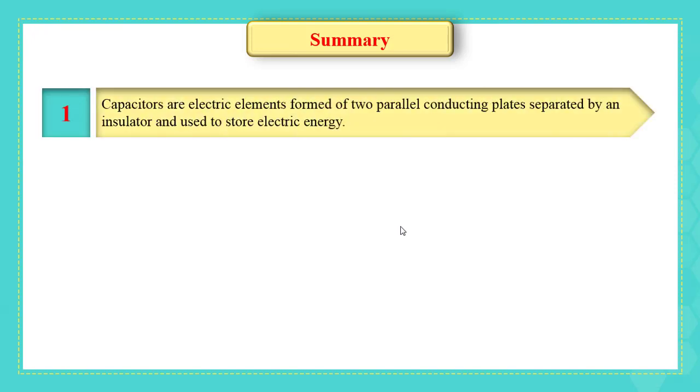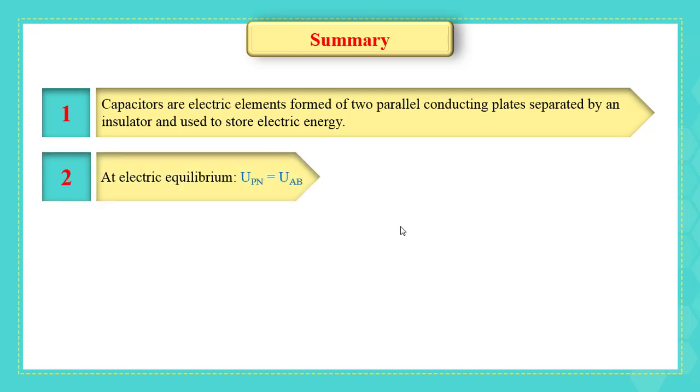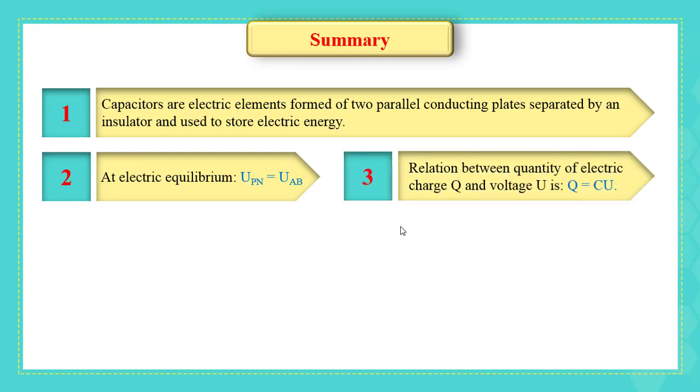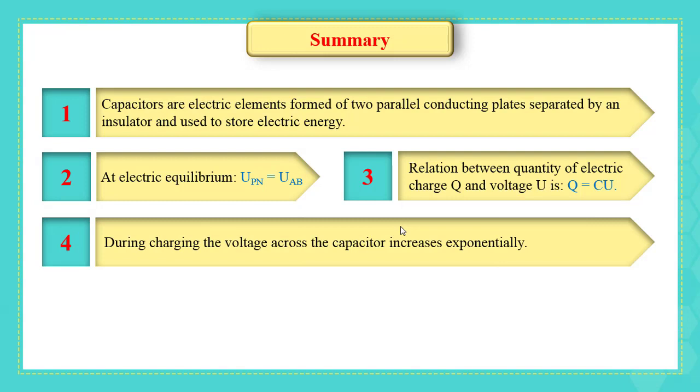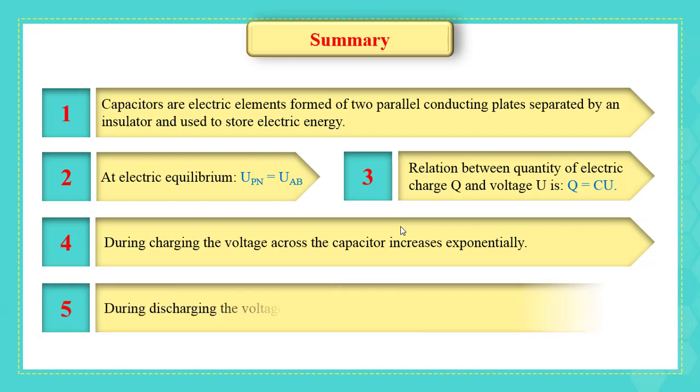Summary. 1. Capacitors are electric elements formed of two parallel conducting plates separated by an insulator and used to store electric energy. 2. At electric equilibrium, UPN equal UAB. 3. Relation between a quantity of electric charge Q and voltage U is Q equal CU. 4. During charging, the voltage across the capacitor increases exponentially. 5. During discharging, the voltage across the capacitor decreases exponentially.